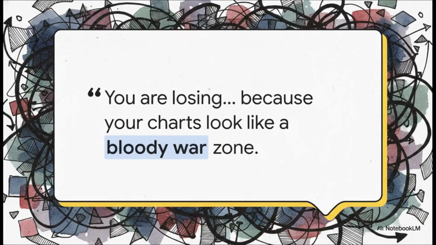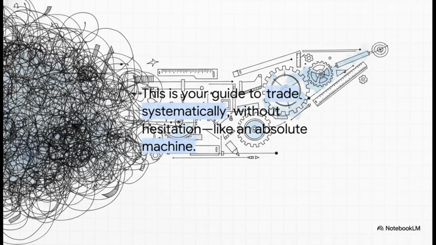Let's just be real for a second. This is probably why you're struggling. It's not because you haven't found the right secret indicator. You're losing money because your screen is an absolute mess. It's a war zone. You've got lines and indicators all over the place, and it's just pure, unfiltered confusion. And it's costing you. But the good news is we are going to fix that right here, right now. Think of this as your guide to cleaning up the chaos.